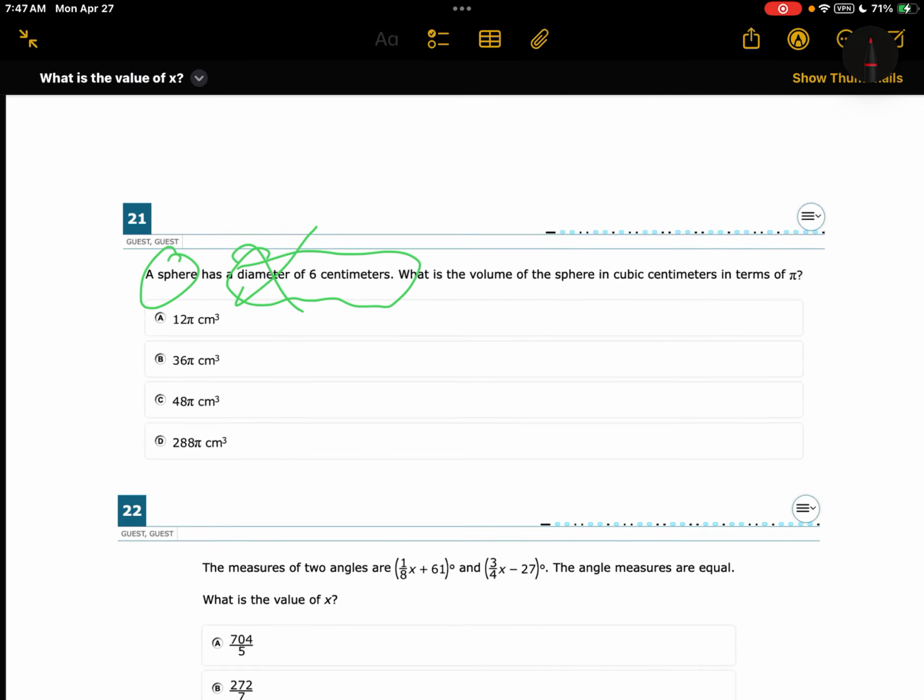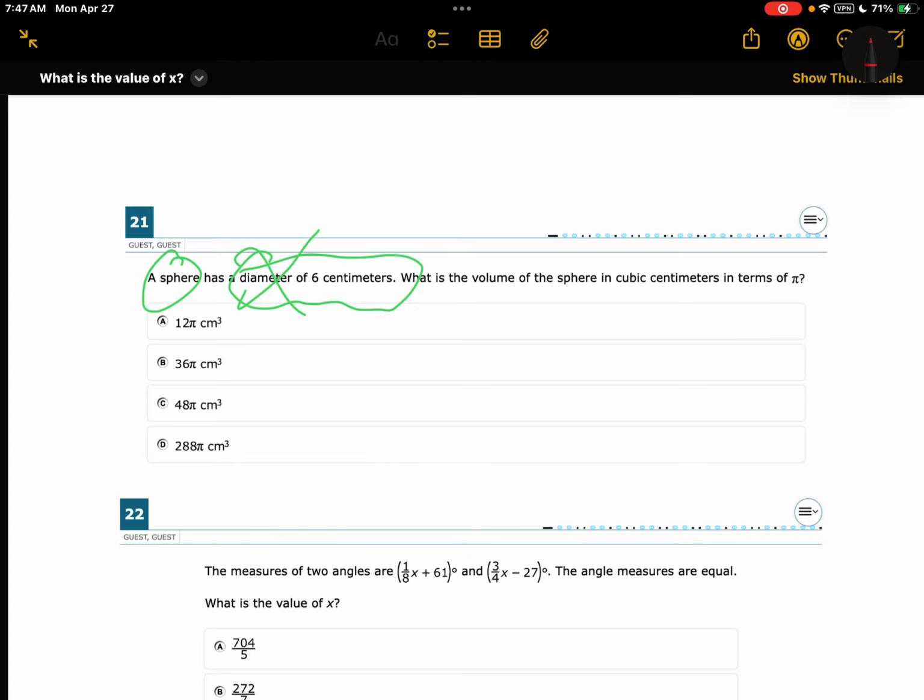Here we go. Number 21, we have a sphere with a diameter of 6. Remember, we don't ever want diameter. We always want the radius. And to get the radius from the diameter, remember this is diameter. We always want the radius. So we have to divide the diameter by 2. So 6 divided by 2 equals 3. So my radius is 3.